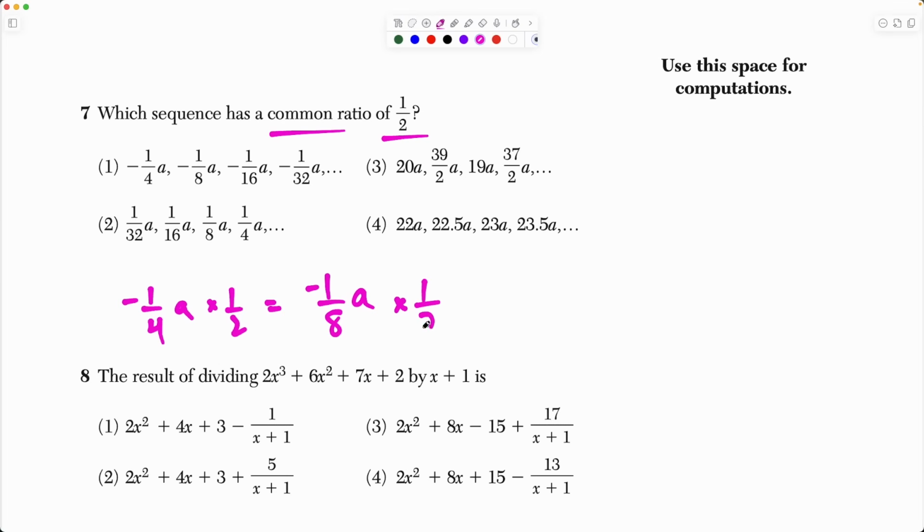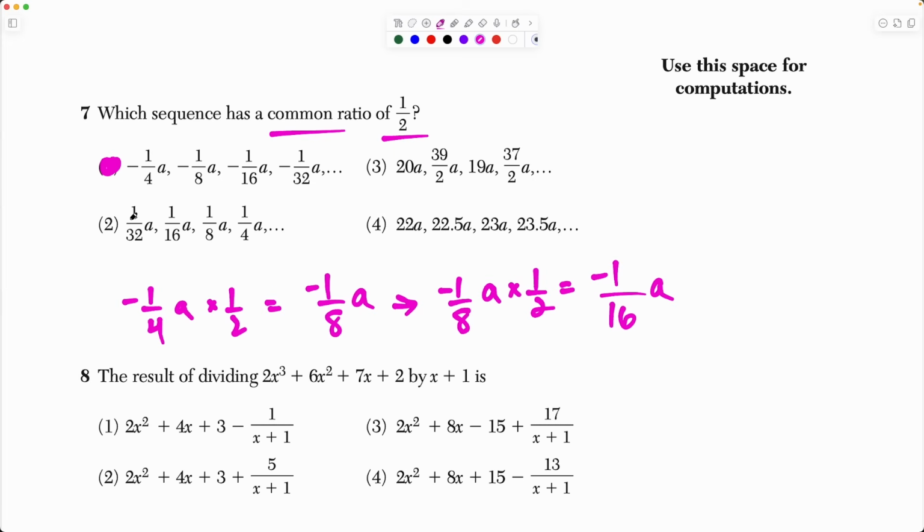But now I just go ahead and multiply by 1/2 again. So let me actually show that one more time. I'm going to say here, forward arrow. Now I do -1/8 a times 1/2. And this brings us to -1 times 1 is -1, over 8 times 2 is 16, and the a just tags along. So I usually just do this mental math myself, and then see if I multiply by a half again, I still have the negative, and the denominator doubles again. So choice 1 right away is our answer.